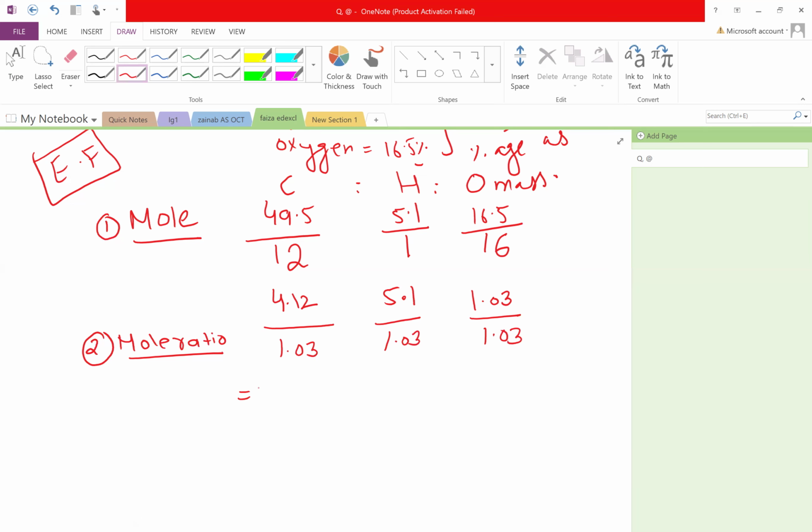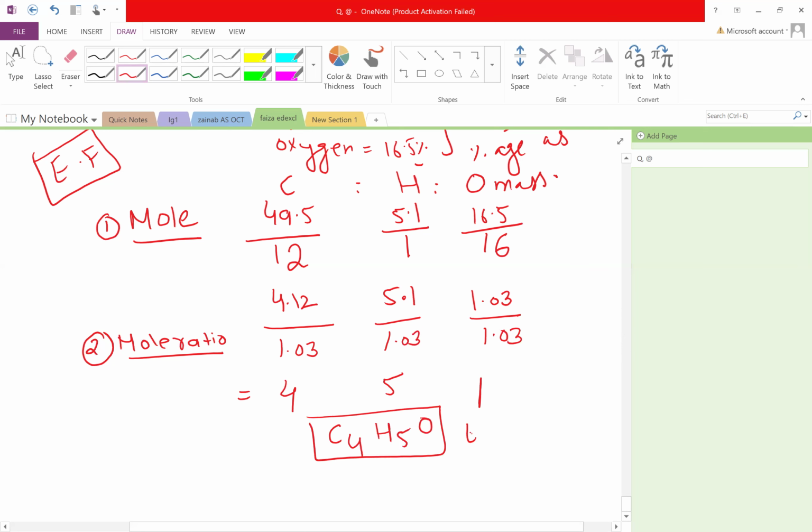For the first one, it's 4. And for the second one it is 4.95, so that means it's 5 basically. And this is 1, isn't it? So now what will be your formula? It will be C4H5O. This is your empirical formula. Got it or no?